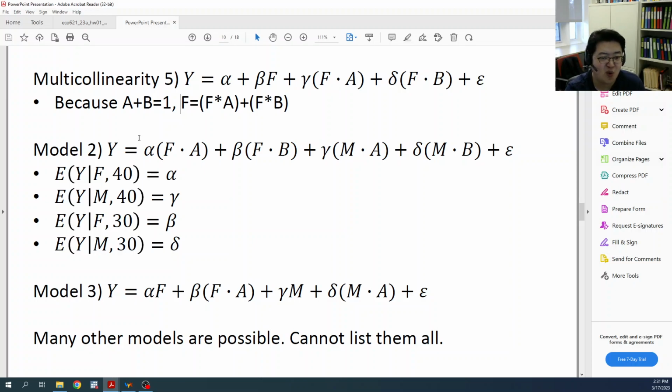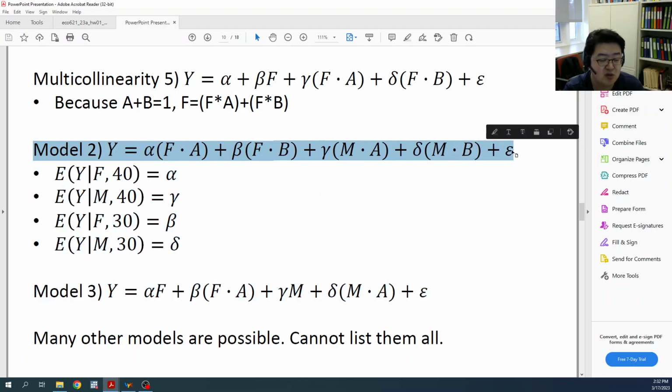Or even more strange regression equation: F times A, F times B, M times A, M times B. This is actually pretty good. It's working. Try to find if there is any multicollinearity relationship. No, because exactly one parameter corresponds to one group. So F times A is 40 years old female. F times B is 30 years old female, M times A is 40 years old man, M times B is 30 years old man. So alpha, beta, gamma, delta correspond to a single group average. So this model is working well, general enough, good.